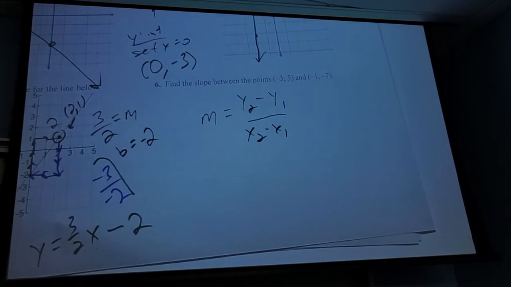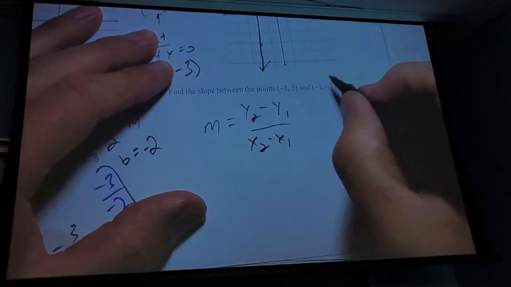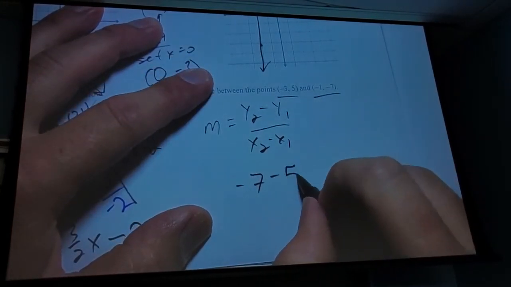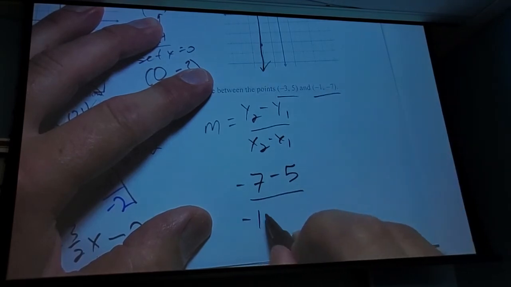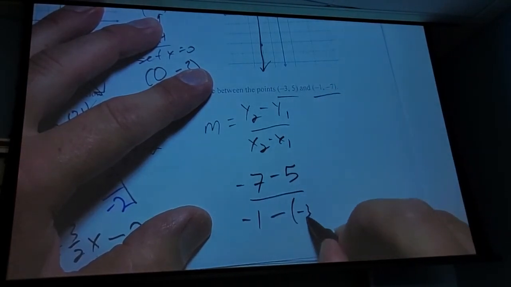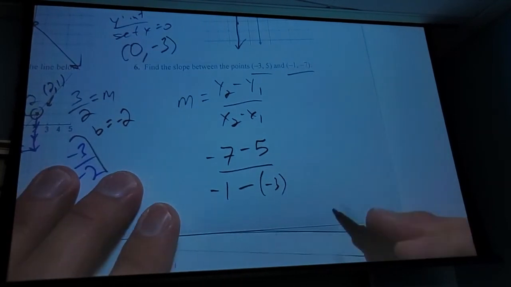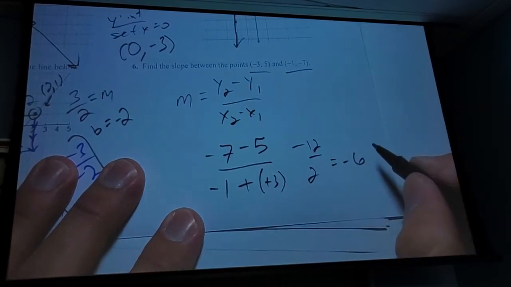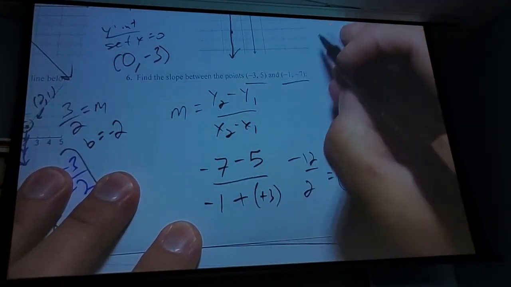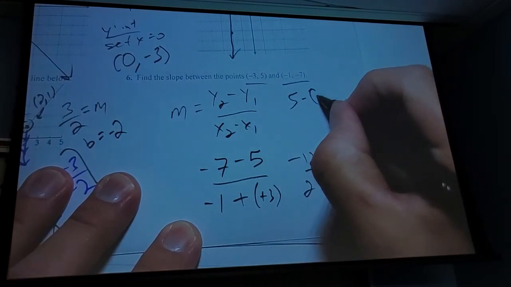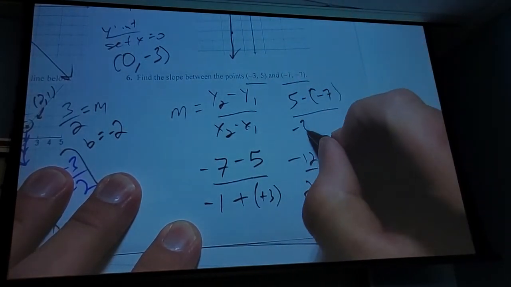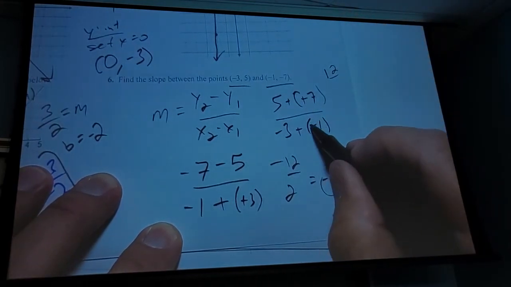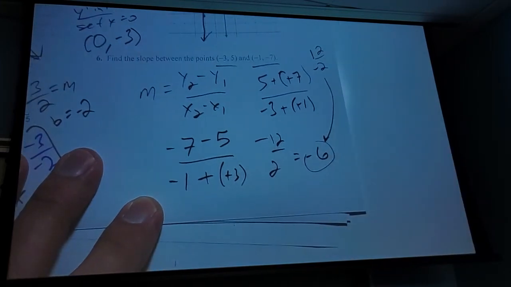So let's do it both ways. If I assume this is the second point, this is the first point, it would be the y piece in the second minus the y piece in the first over the x piece in the second minus the x piece in the first, right? So that would be -12 over 2. Is that cool? -6. What if I do it this way? 5 minus -7 over -3 minus -1. Now I get 12. Is that cool? Over -2, which is still -6.